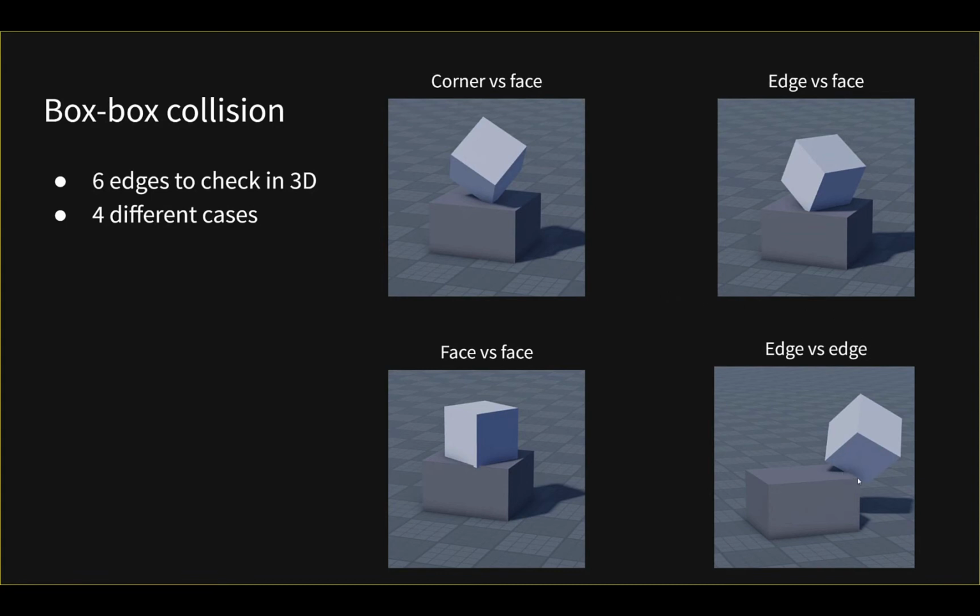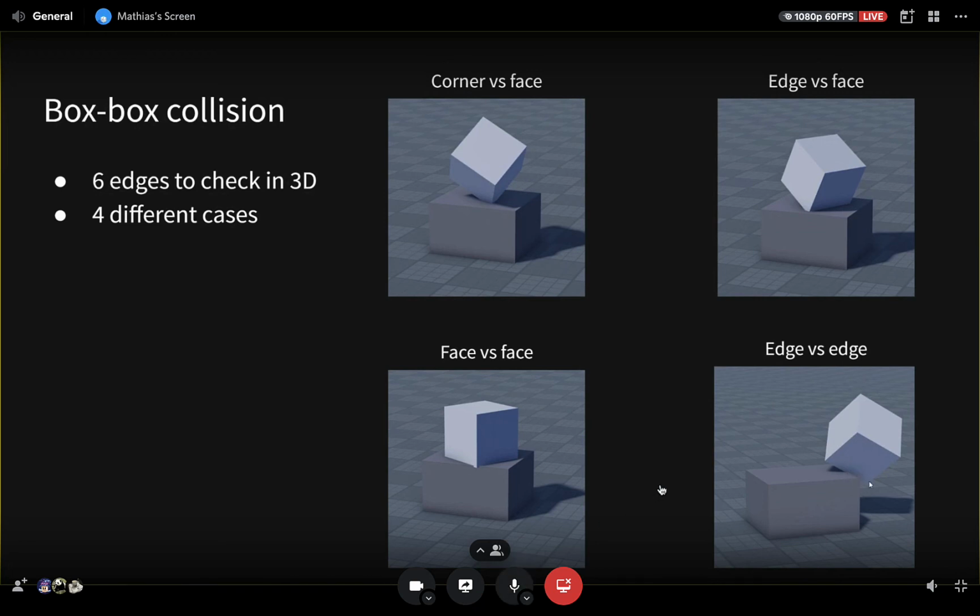The reason you need those extra cases is it would be fine if you just wanted to check if they're overlapping, but because we also need to know the collision normal, which in this case we would expect to point in this direction, we need those extra cases to find the actual minimum penetration depth.